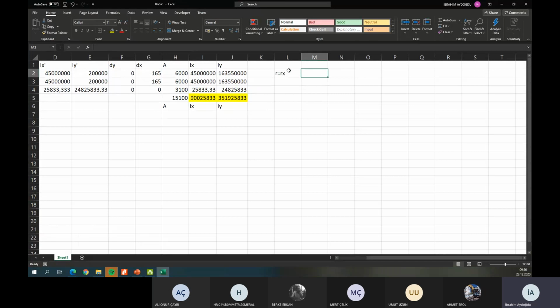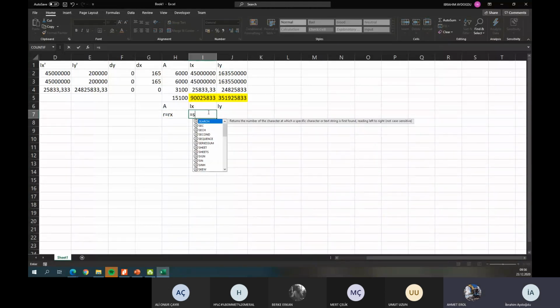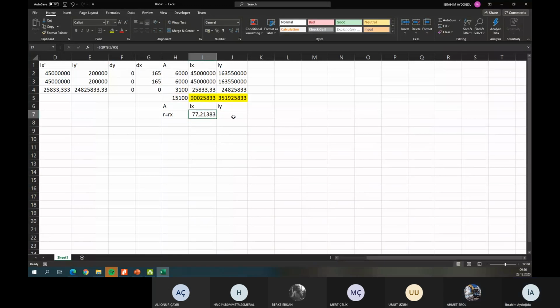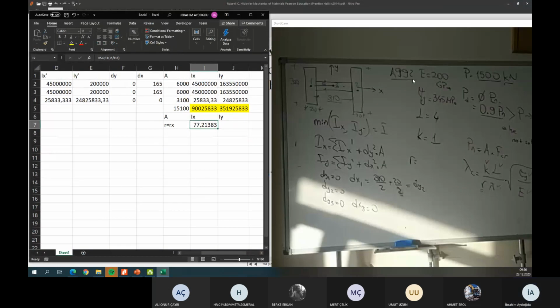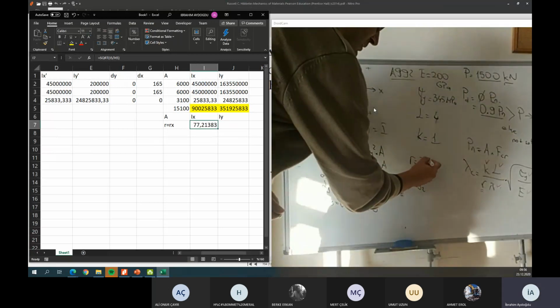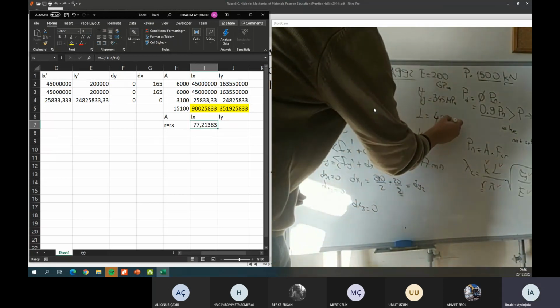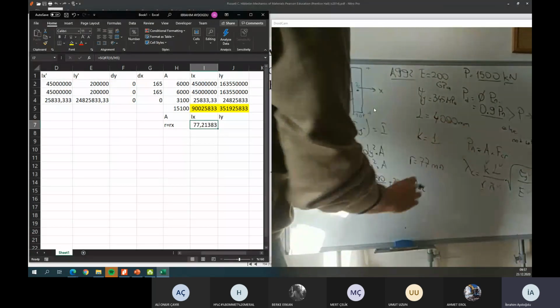R is equal to Rx, isn't it? Yes, it's the same. So R is equal to Rx. This is the square root of moment of inertia divided by area, and it is 0.07. Yes, like that. I am using the millimeter, therefore 77 millimeter. So R is equal to 77 millimeter. Also I need to convert the length to millimeter.